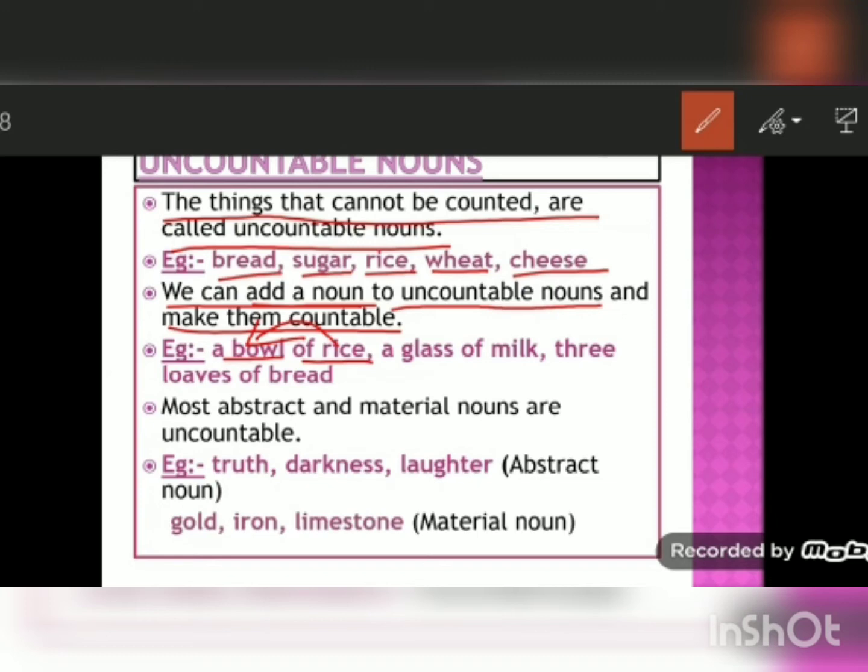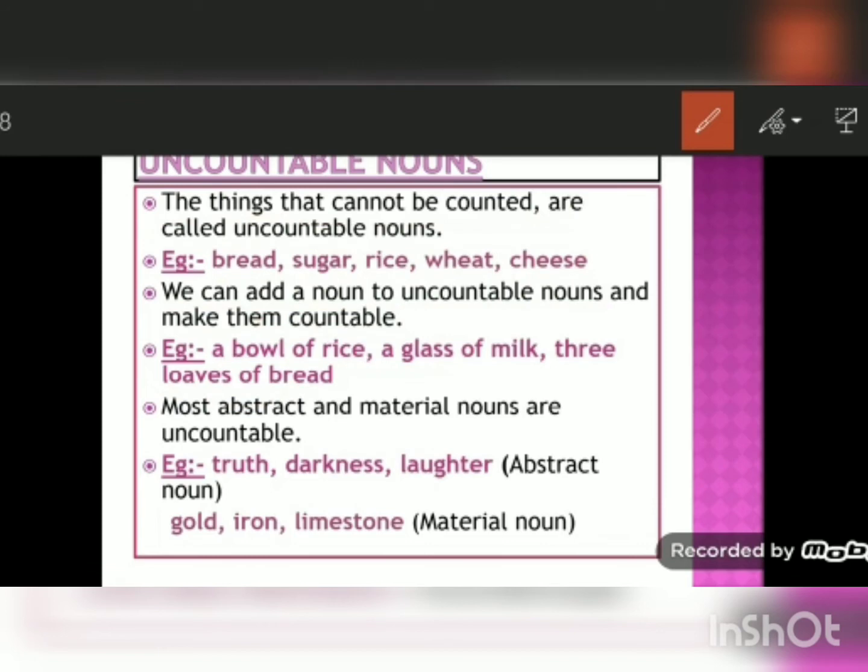Similarly, a glass of milk. So here milk is uncountable noun and we have added a noun before it, that is glass. So I want a glass of milk for my pet. Next, 3 loaves of bread. So we have added a noun, that is loaves, before bread. So we can add a noun before the uncountable noun in order to make it countable.